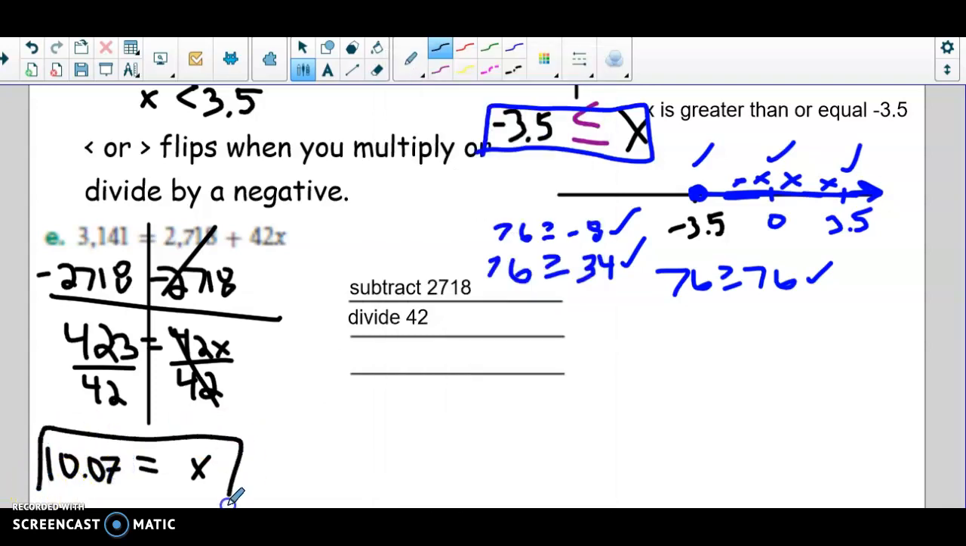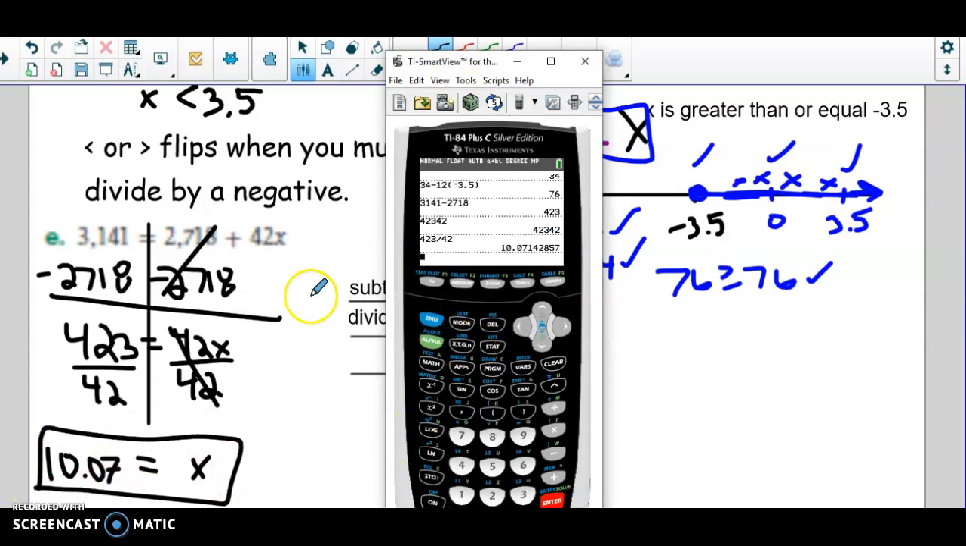And that's our answer. How can we check to see if that's right? We can go to our calculator, and we know we should get 3,141 when we replace this x with that number. So you can get 2718 plus 42. Now, if you just go up to that and hit enter, the whole thing comes back up. Isn't that neat? So replace that with the x, and we should get 3,141. So we know that's the right answer. Do you guys see that? All right, so those are the steps you take when solving equations or inequalities.